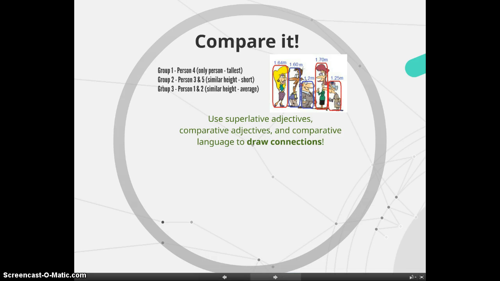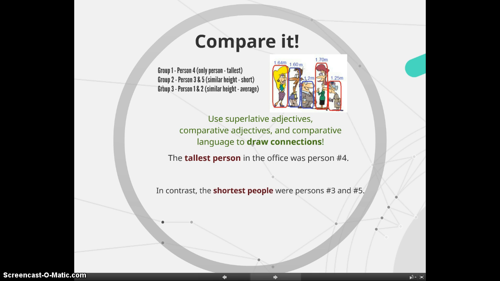So, using superlative and comparative adjectives and comparative language, let's try to draw some connections. So, the first connection I see is that the tallest person in the office is person number 4. Well, if that person is the tallest, who's the shortest? In contrast, the shortest people were persons 3 and 5. Now, I've decided to put those two together because 1.2 meters and 1.25 meters aren't exactly very different from each other. So I will say that those two together are the shortest people.